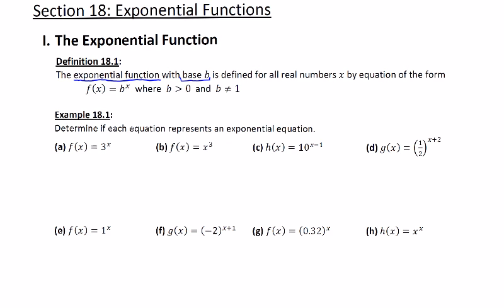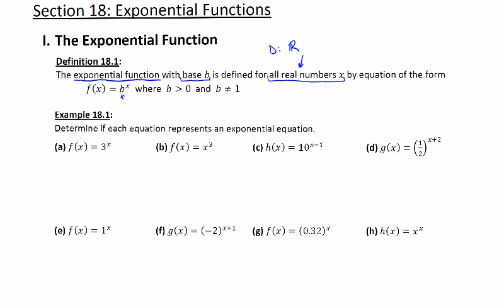Now, it says here that it's defined for all real numbers x. That right there is implying that the domain could be all real numbers. That's the largest possible domain that we are allowed to have for this, all real numbers. You could use less than that, but we are permitted to have that as our domain if we want. And then the equation has to be of the form f of x equals b raised to the x.